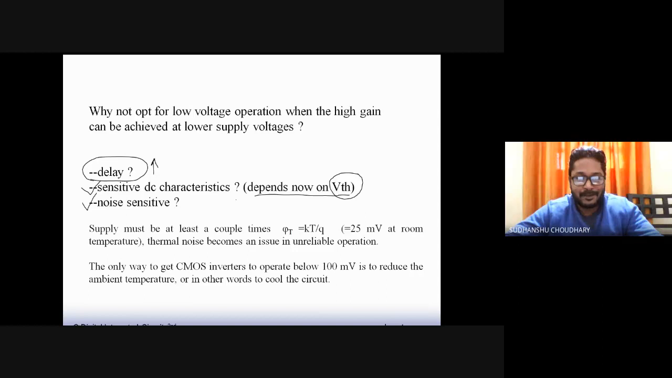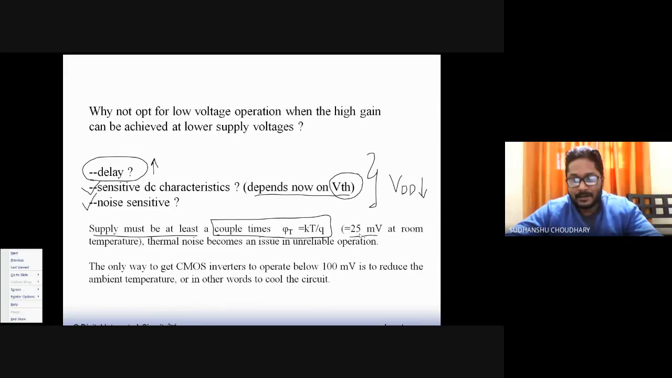Okay. So how much VDD is acceptable? The question comes to mind, how much VDD is acceptable? VDD can be low, obviously, but how low is acceptable? There is a rule that the supply voltage, that is VDD, should be at least a couple of times kT/q, the thermal voltage, which is somewhere around 25 millivolts. So it should be a couple of times larger than 25 millivolts.